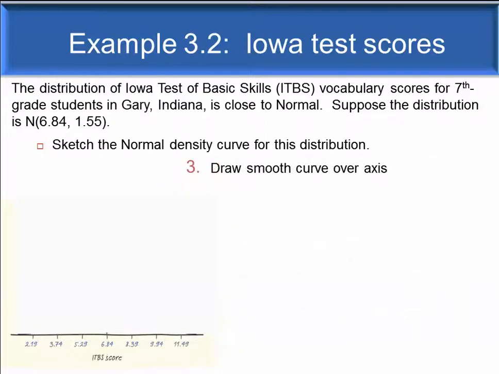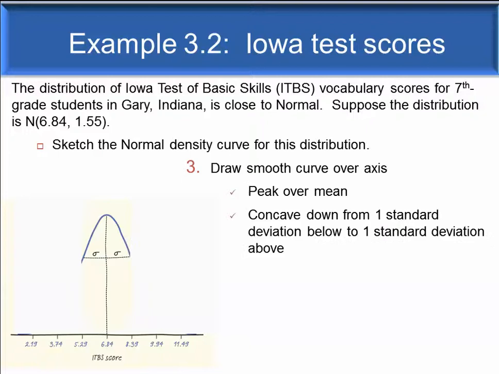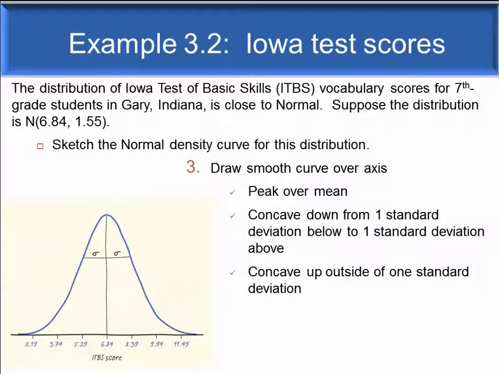Now the next step is going to be to draw the curve over the axis. And the way that we're going to do that is by remembering that the peak is going to be over the mean, and it's concave down from 1 standard deviation below to 1 standard deviation above. So if we go to 1 standard deviation below here and start, we would draw up and then back down until we get to 1 standard deviation above the mean. And then from that point, the concavity switches to concave up in both directions. So outside of that 1 standard deviation of the mean, it's concave up.